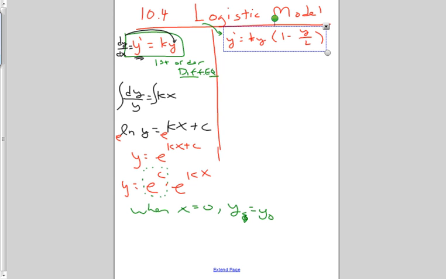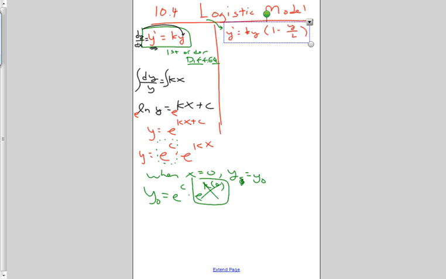So plugging those two points in, we get y naught for y equals e to the c times e to the k times 0. And we know that anything to the 0th power is just 1. So that shows us that e to the c is our initial y value. So from this first order differential equation, we get y equals our initial y amount, e to the kx.